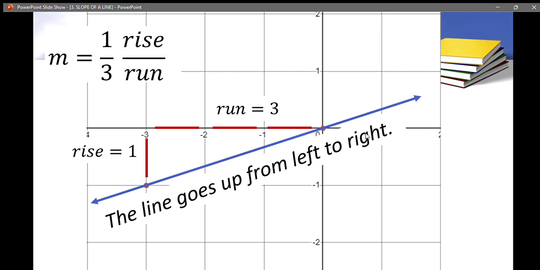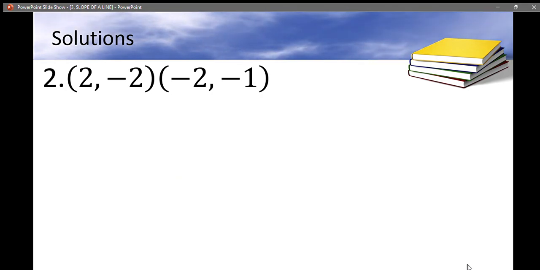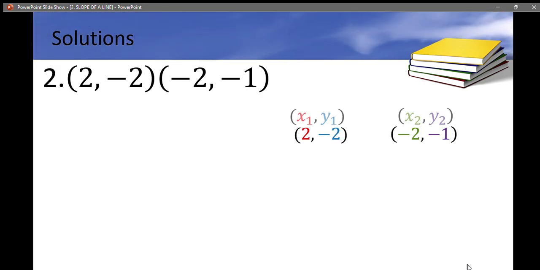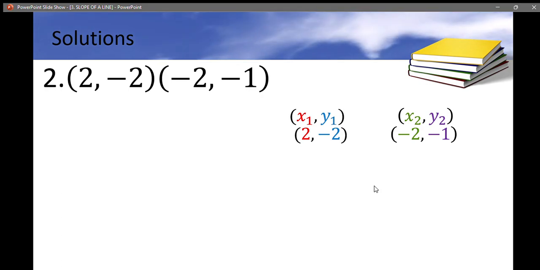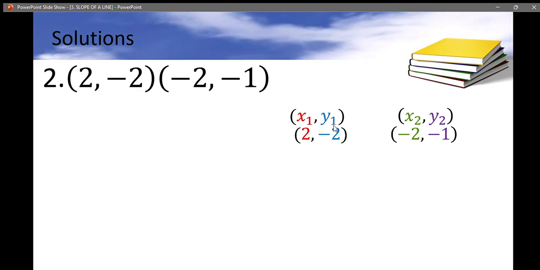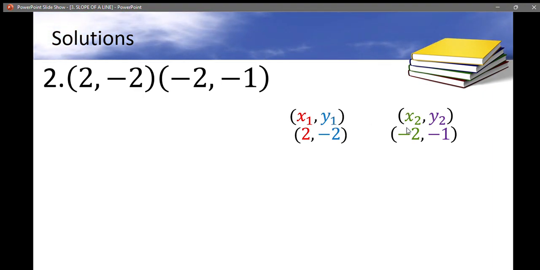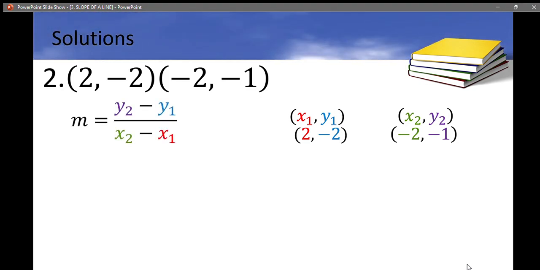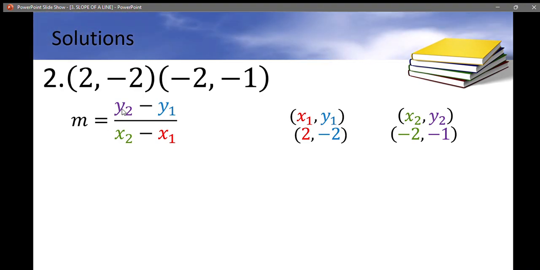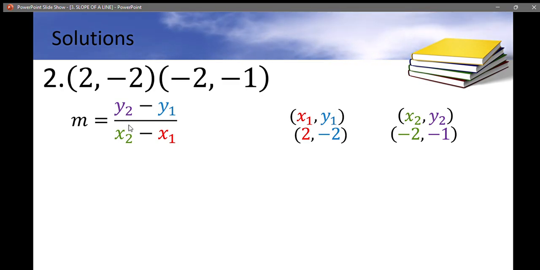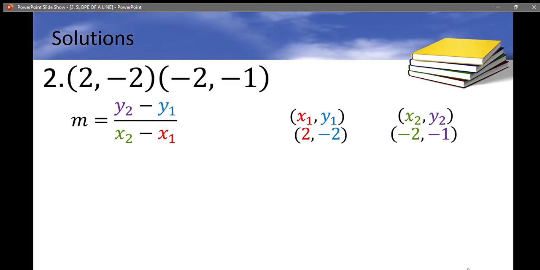Next, let's have number 2. We have the points (2, negative 2) and (negative 2, negative 1). Let us identify our given: x sub 1 is 2, y sub 1 is negative 2, x sub 2 is negative 2, and y sub 2 is negative 1. Next, write the formula: m is equal to y sub 2 minus y sub 1 all over x sub 2 minus x sub 1.